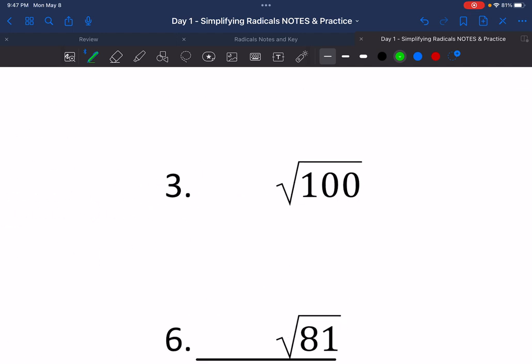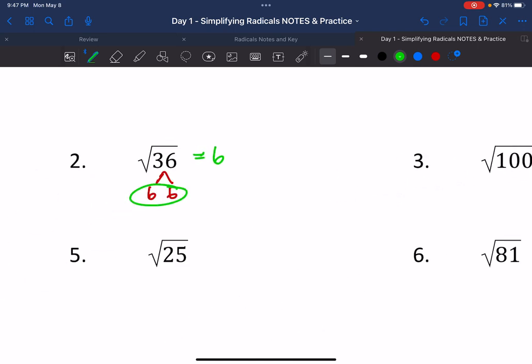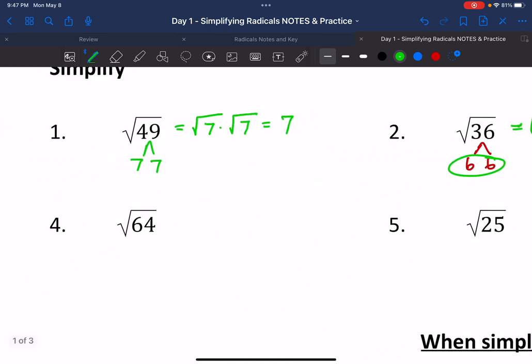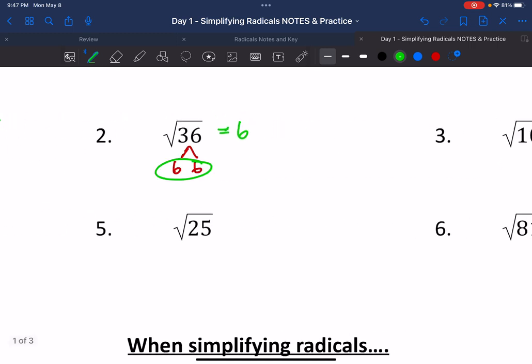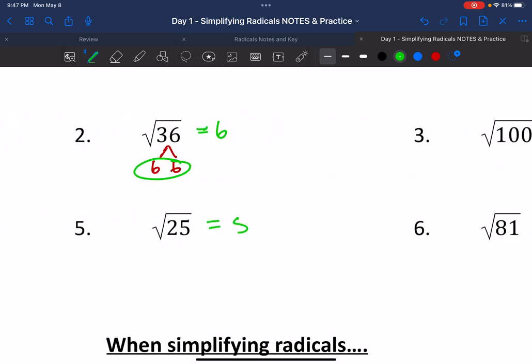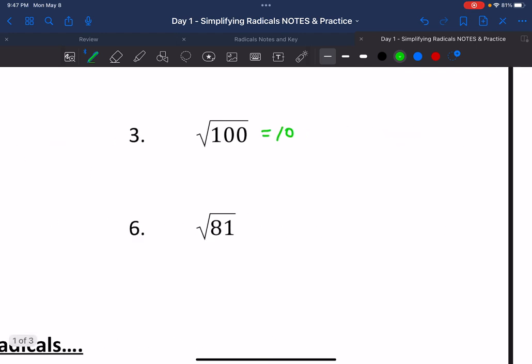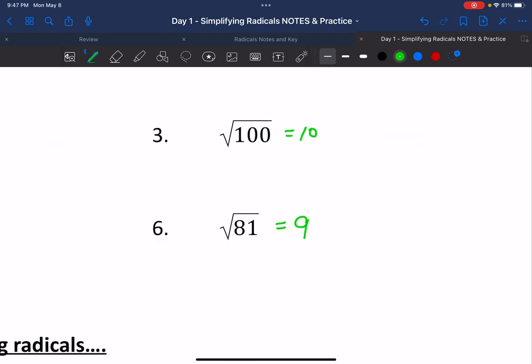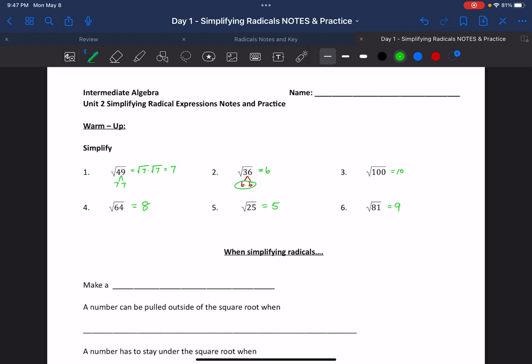Okay, so hopefully you got 10, because 10 times 10 is 100. 8 times 8 is 64. 5 times 5 is 25. And 9 times 9 is 81. So those are the really quick answers for that warm-up.